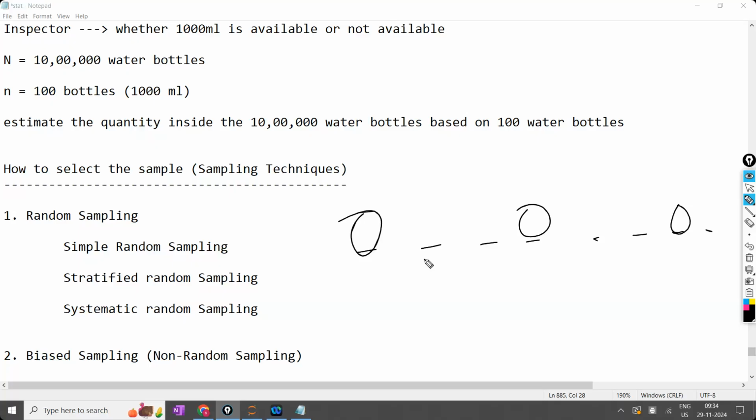So it is going to change. First number is your choice. From there, remaining things will be fixed. So that is the reason it is having first number random. From there, remaining things are fixed. It is called as systematic. So systematic random sampling.